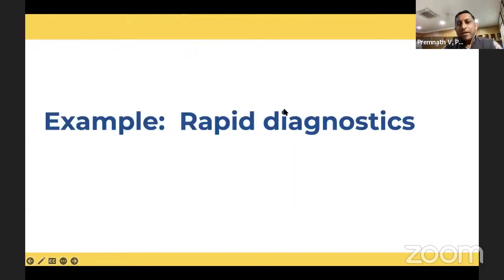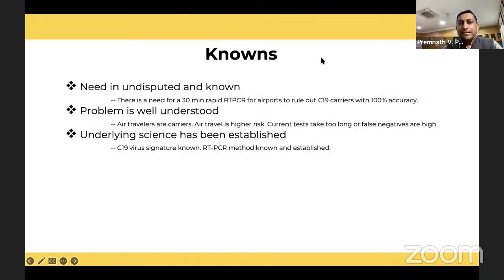Okay, so I think I'm going to leave that out. I'll close with the last two slides with an example. So I'm taking a rapid diagnostic. So I'm taking the first in the format which I talked about just now.